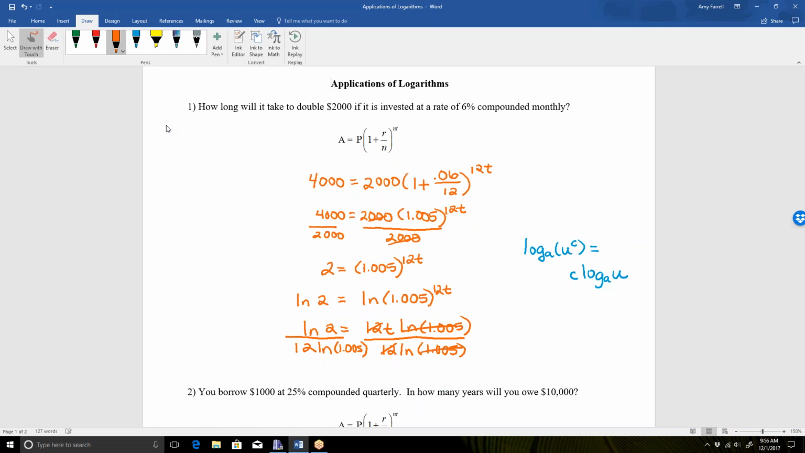So I got rid of that. So I have isolated my t. t is equal to the natural log of 2 divided by 12 times the natural log of 1.005. Okay, now let's type that into our calculator to see what that is approximately equal to.